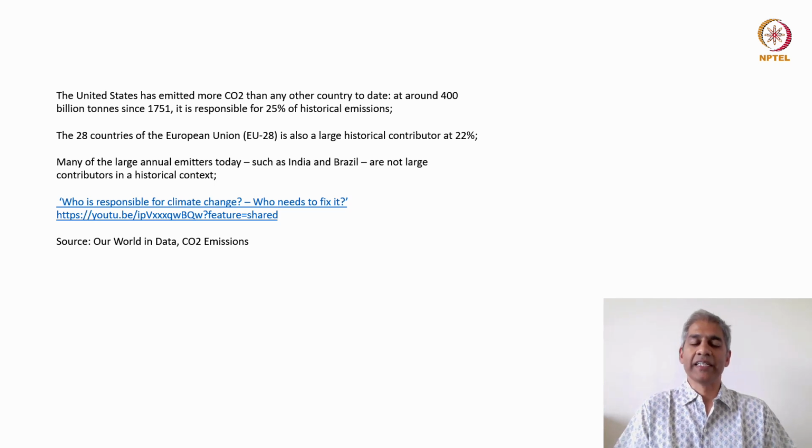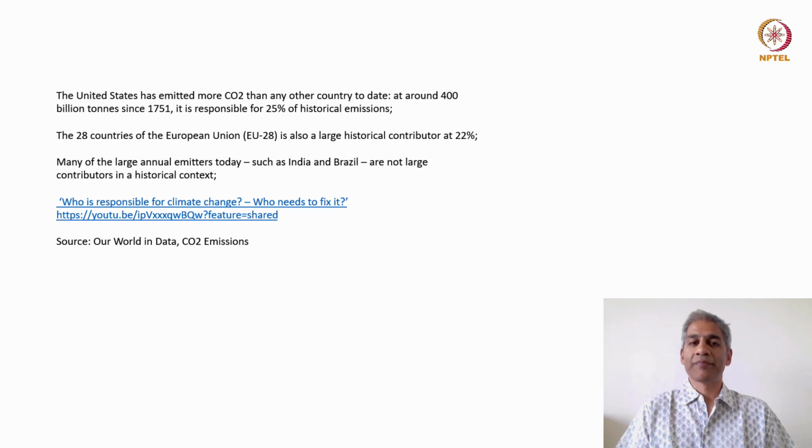So just summarizing the historical data, the United States has emitted more CO2 than any other country to date at around 400 billion tons and is responsible for 25% of historical emissions. The EU 28 is also a large historical contributor at 22%. And many of the large emitters today, such as India or Brazil, are not large contributors in a historical context.